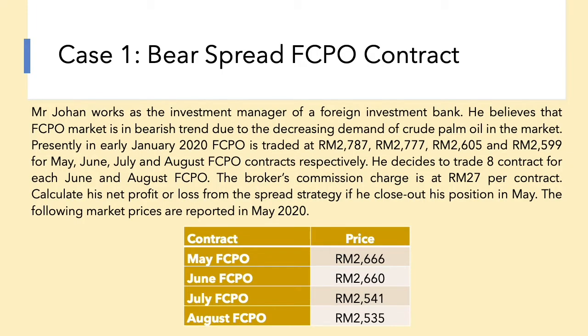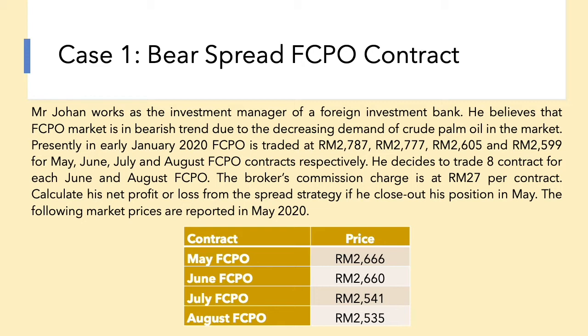Case 1. Bear spread for FCPO contract. Mr. Johan works as an investment manager of a foreign investment bank. He believes that the FCPO market is in a bearish trend due to the decreasing demand for crude palm oil in the market. Presently, in early January 2020, FCPO is trading at RM2757, RM2777, RM2605 and RM2599 for the May, June, July and August FCPO contracts respectively.